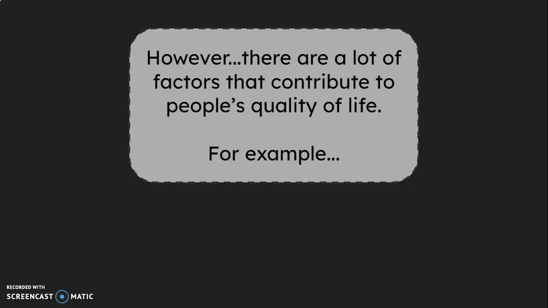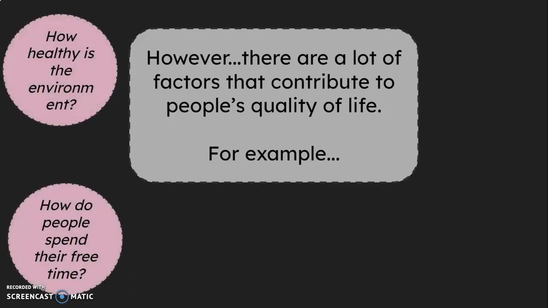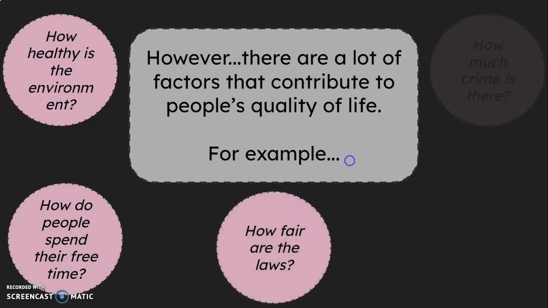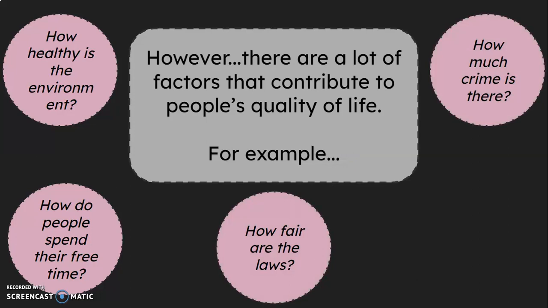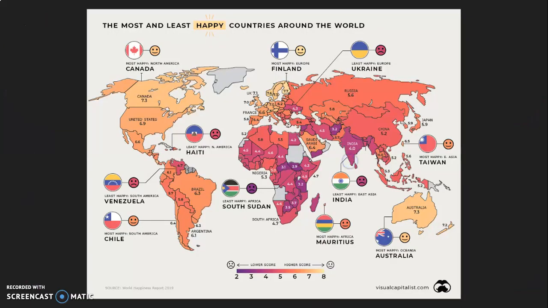However, there are a lot of factors that contribute to people's quality of life besides the usual ones that we always use. For example, how healthy is the environment? How do people spend their free time? How fair are the laws? How much crime is there? How happy are people? So let's look at some maps that are going to introduce some of those new ways to look at people's quality of life.